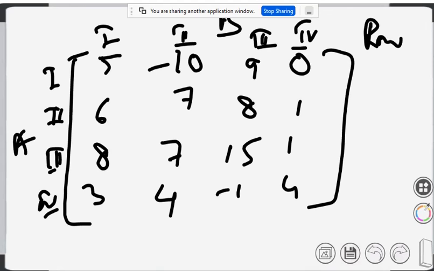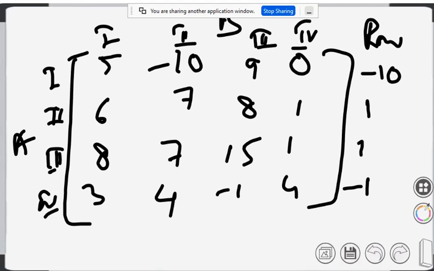Minus 10 is there. Second row minimum is 1. Third row minimum is 1. Fourth row minimum is minus 1. So first find out the row minimum.